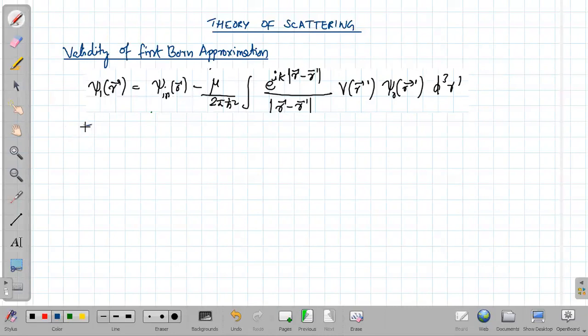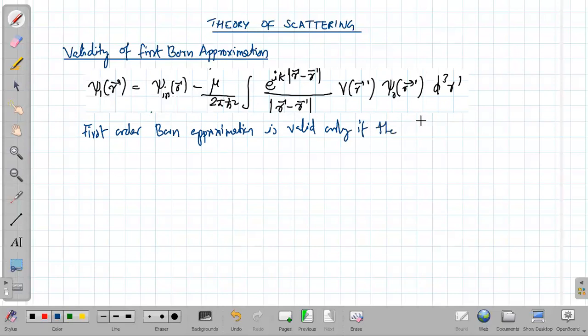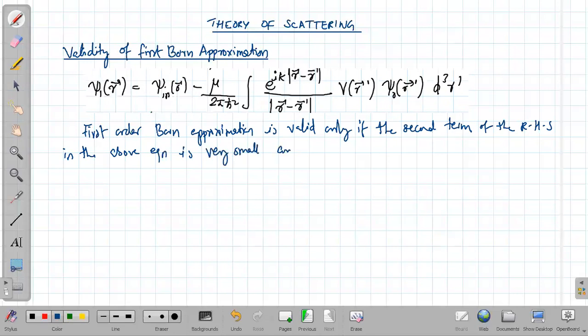So the first order Born approximation is valid only if the second term of the RHS in the above equation is very small compared to the first term.